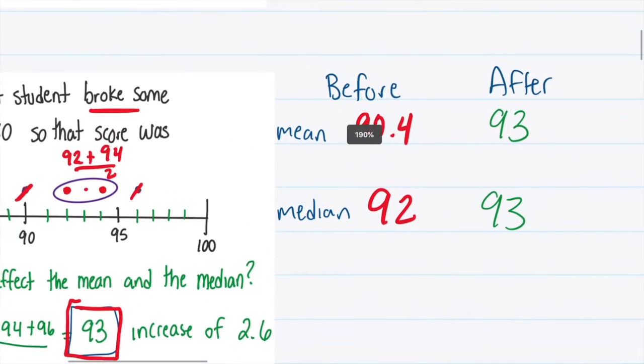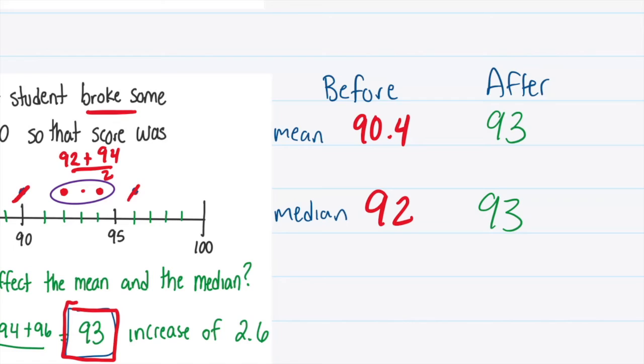On the homework, they're going to ask you, hey, which one increased more? In this case, which one would you say increased more? From 90.4 to 93 or 92 to 93? Well, in this case, the mean increased more, correct?